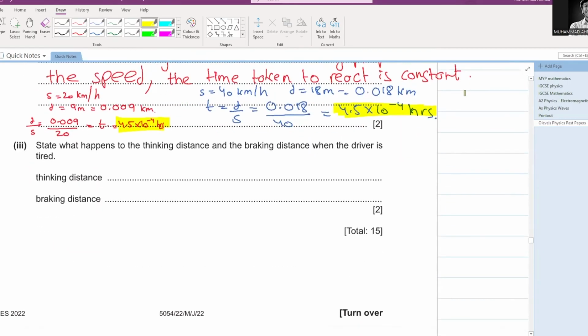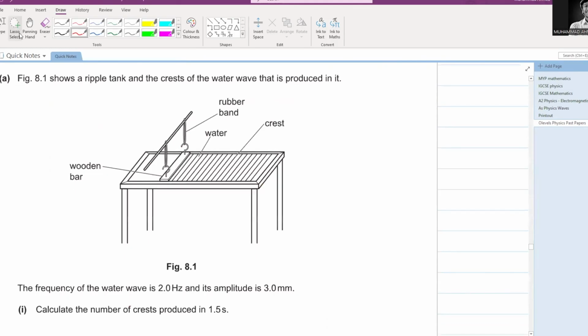Perfect. State what happens to the thinking distance and the braking distance when the driver is tired. बेटा thinking distance क्या होगा when the driver is tired? Increase. Braking distance will remain constant. Simple. Nothing complicated here. Thinking distance बेटा increase हो जाएगा. Braking distance में no change. Perfect. Let's move on to the next question.